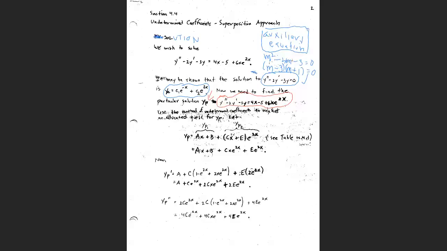And now we need to find the particular solution to the non-homogeneous differential equation. So remember, this here is the non-homogeneous differential equation, and I need to find my y sub p, which is the particular solution.